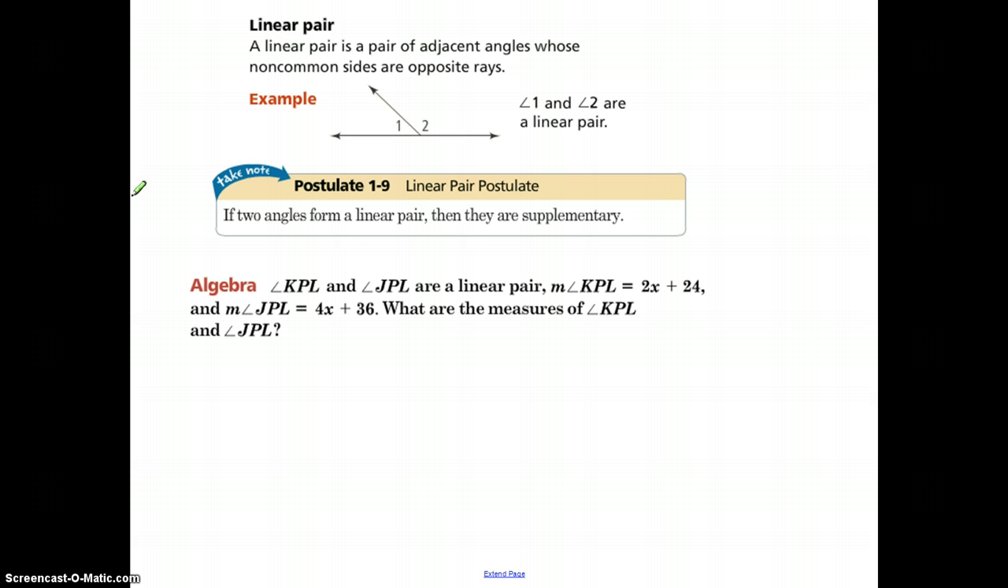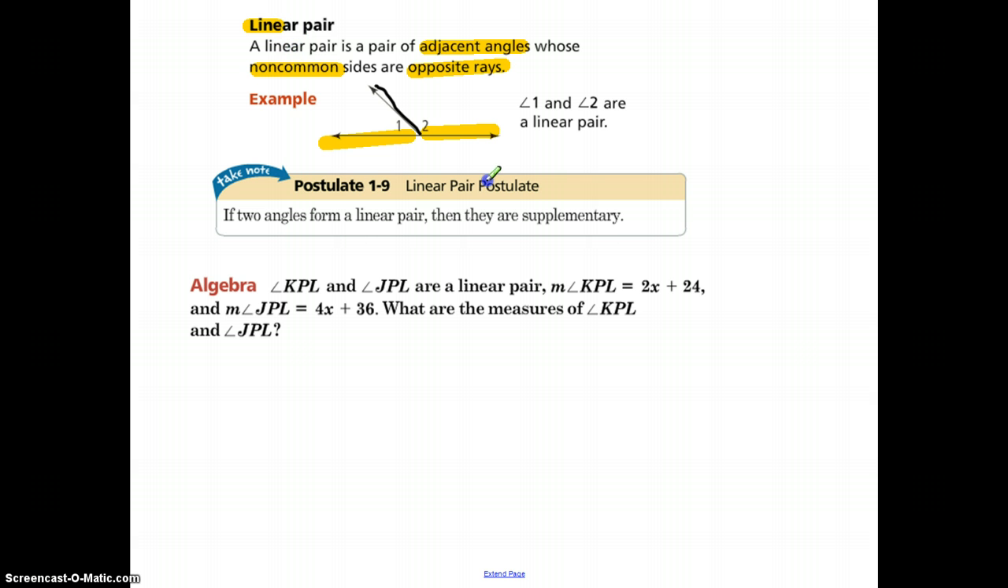Another angle pair is called a linear pair, and it's exactly what it sounds like. Key thing here, the word line. They make a line, and they have to be adjacent angles, and basically the non-common sides are opposite rays. So here is our common side. So our non-common sides, this way here and this way here, have to be opposite rays, and in this case they are. So again, they end up making a line.